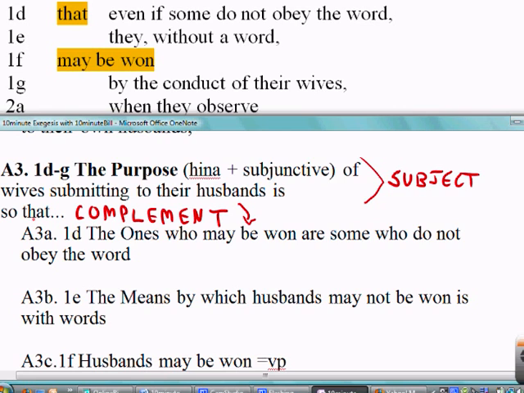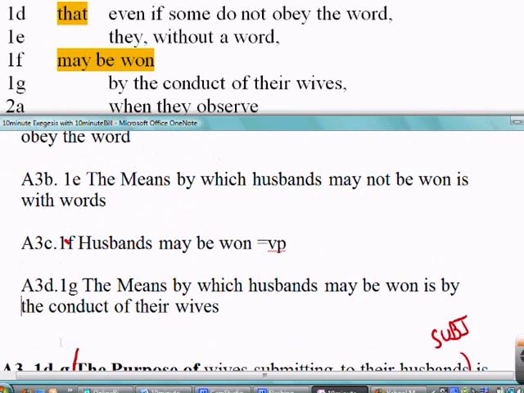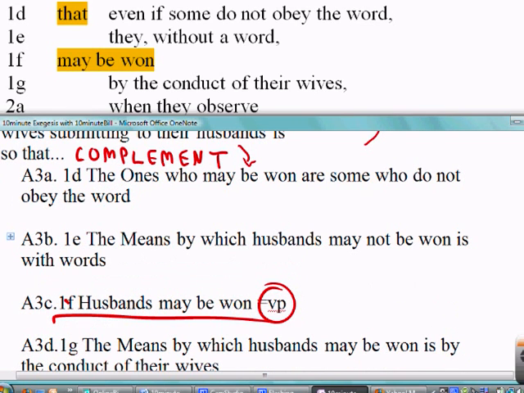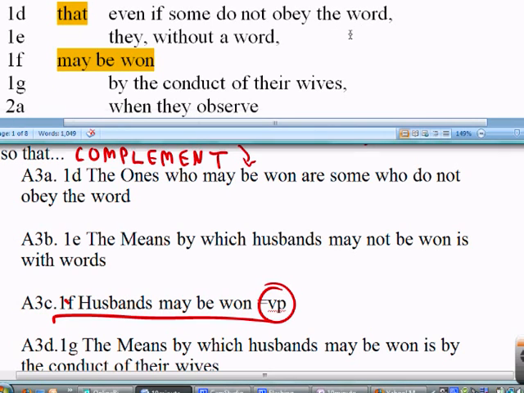So the first thing I do is I look for my verb, maybe one. That's the first one I put in there. Husbands may be one. Verbal proposition, that's what the little BP stands for. So then I have to figure out how the stuff around it modifies it. So we'll start here. If some do not obey the word. So the ones who may be one are those who do not obey the word.